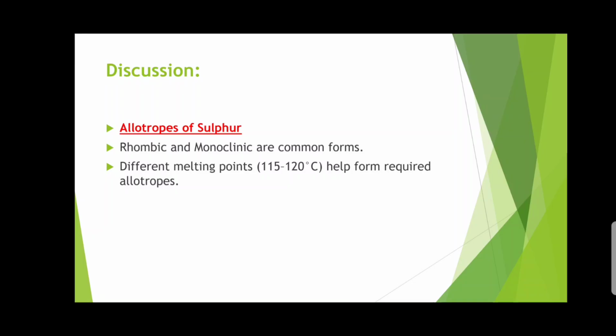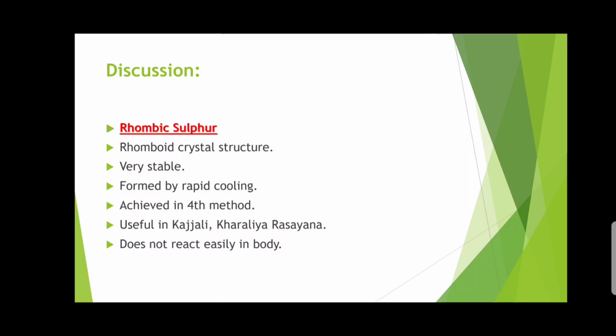Monoclinic sulphur. Monoclinic sulphur has a linear structure and is less stable. It is formed by slow heating and slow cooling as seen in the Dhalan method. This form is more reactive and useful in Marana, Kupipakwa and Pottali Rasayana preparation.